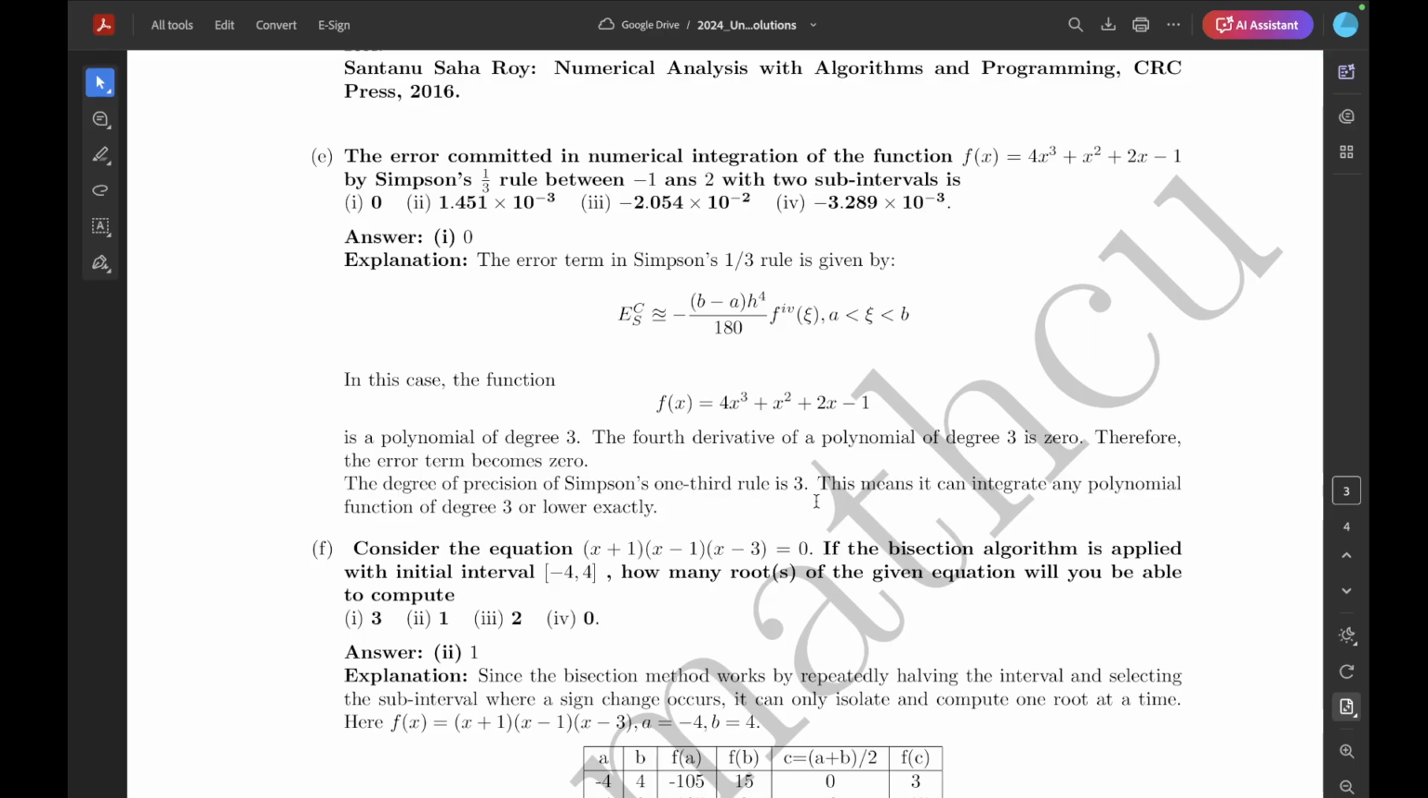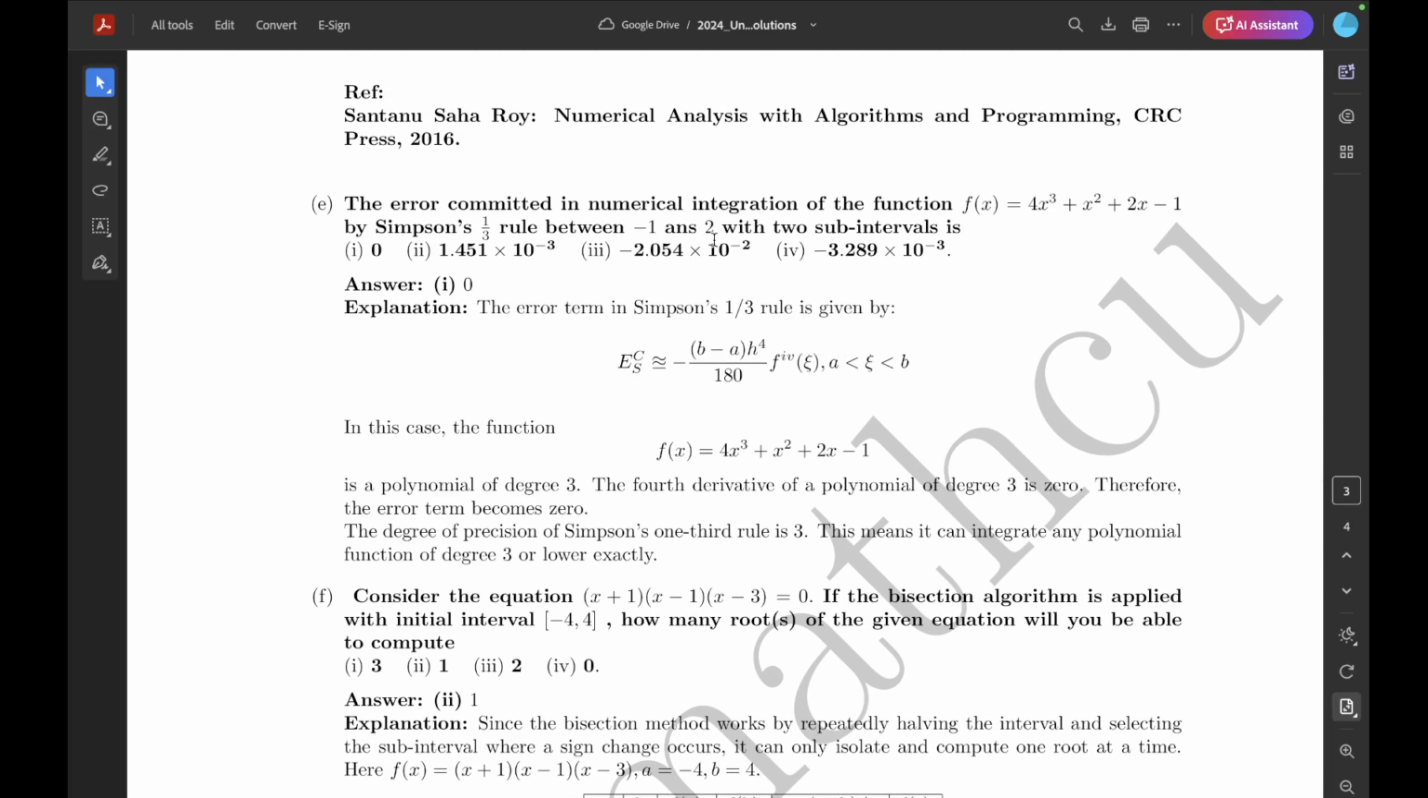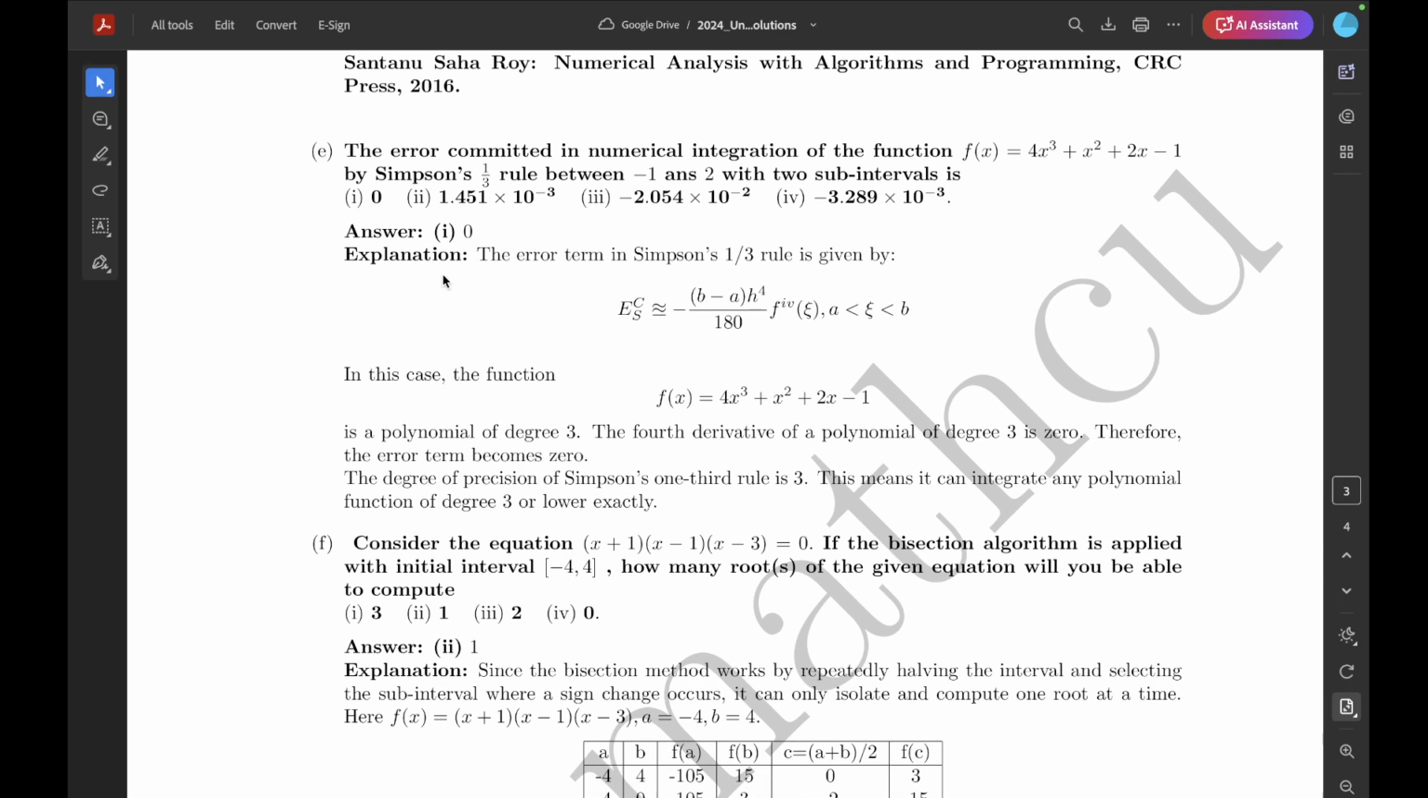This means it can integrate any polynomial function of degree 3 or lower exactly. There is no error for a polynomial of maximum degree 3, or degree 2 or degree 1. There is no error term. So the rest is redundant: the lower limit and upper limit, b equal to 2, a equal to -1, and 2 subintervals are not necessary to calculate the error term, because f(x) is a cubic polynomial. Hence the correct option is 1.